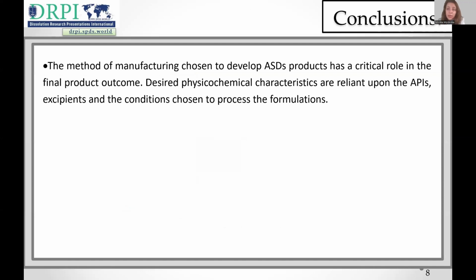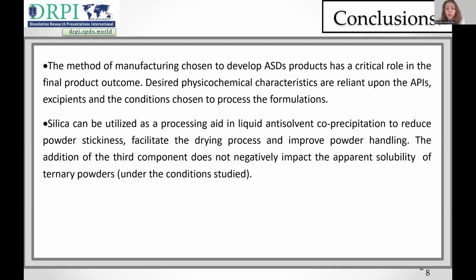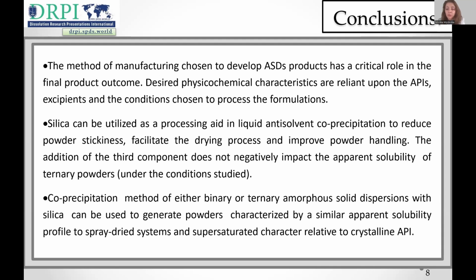To sum up, the key findings from this project are that these two solvent-based techniques can be applied for the generation of binary and ternary ASDs with silica. However, these powders can be characterized by different properties, such as mainly particle size, morphology, specific surface area, and flowing properties. The addition of silica indeed facilitated powder handling in the co-precipitation process, regardless of the addition as a fixed suspension or solution, at the same time not negatively impacting properties of the generated powder.